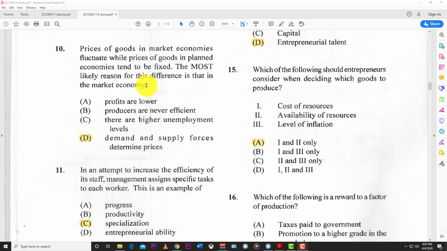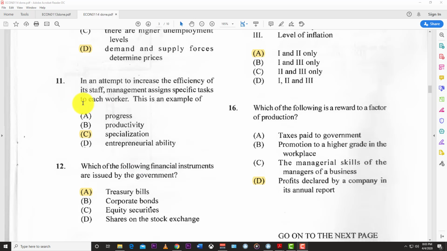The most likely reason for this difference is that the market economy, demand and supply forces determine prices. So in a market economy, the free market economy, the demand and supply, the forces of the market affect the price. Number 11, in an attempt to increase efficiency of its staff, management assigns specific tasks to each worker. This is an example of C, specialization.